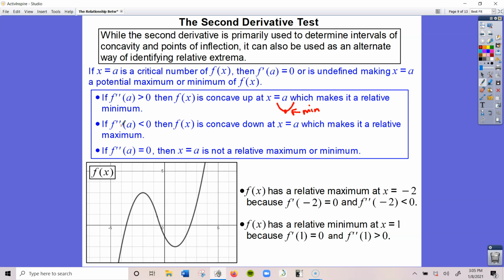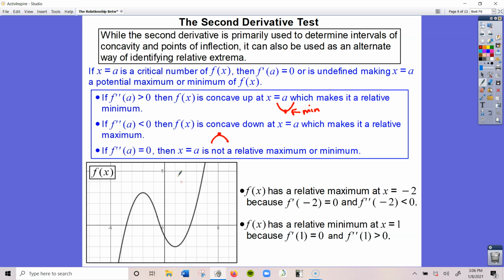If you plug in that value of x is equal to a into the second derivative and it's negative, less than 0, then that means that it is concave down, meaning that we would have a maximum. And finally, if you plug it in and you get that the second derivative is equal to 0 at that x value, then we can't say. It's not a relative maximum or minimum.